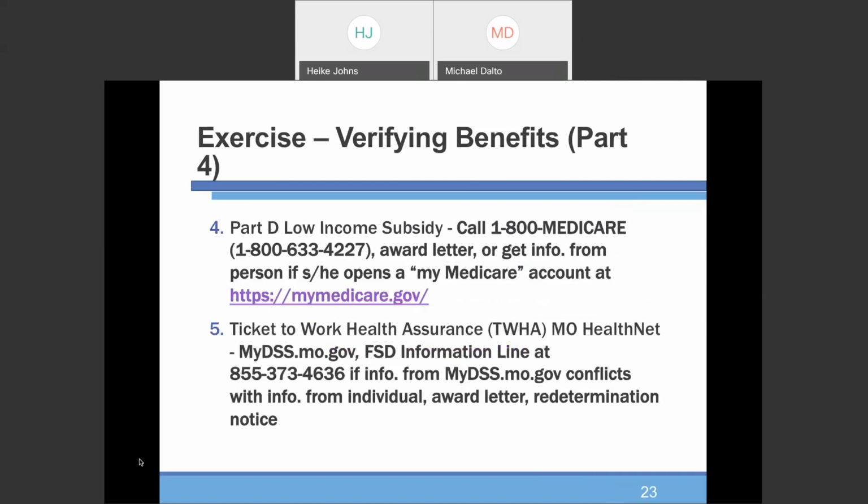For the Part D low income subsidy, you can call 1-800-MEDICARE, use an award letter, or get information from the person using their My Medicare account. And for Ticket to Work health assurance, since it's a DSS administered benefit, you can do it online through mydss.mo.gov or the FSD information line, particularly if the online information at mydss.mo.gov conflicts with information gotten from the individual, an award letter, or a redetermination notice.